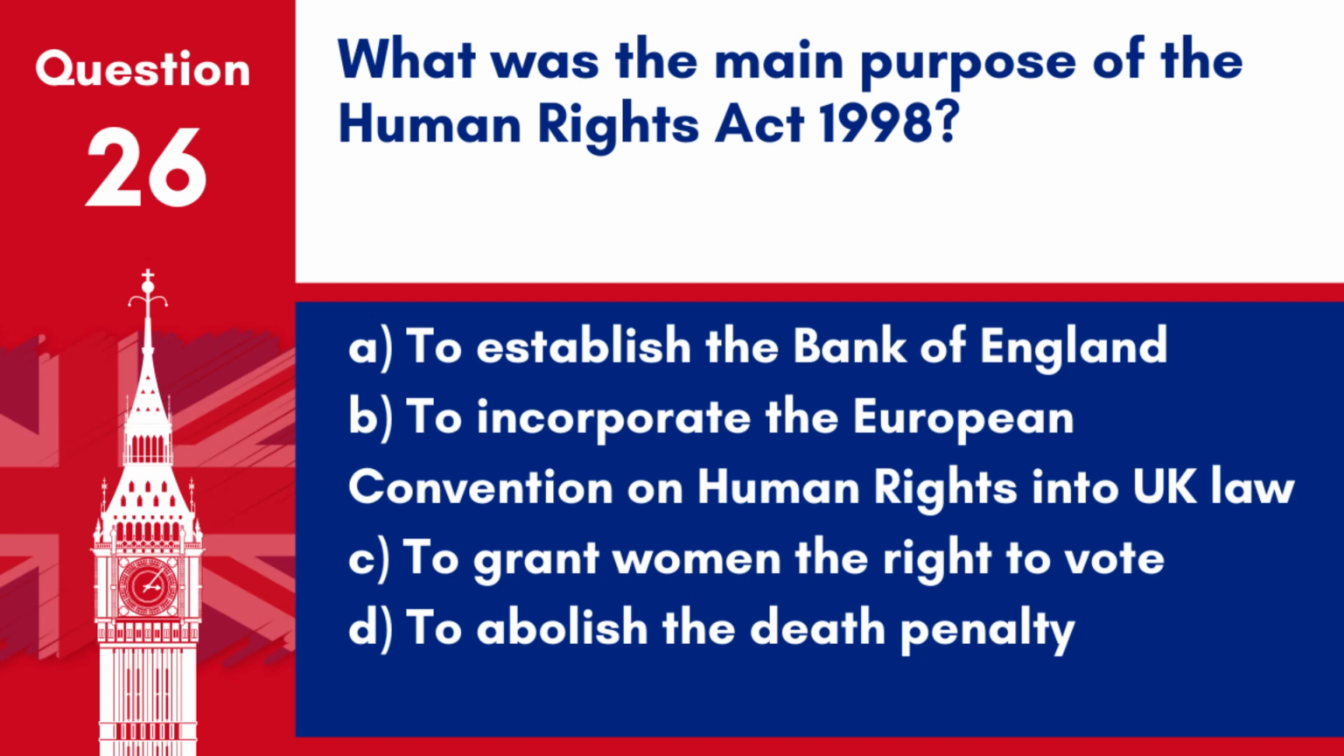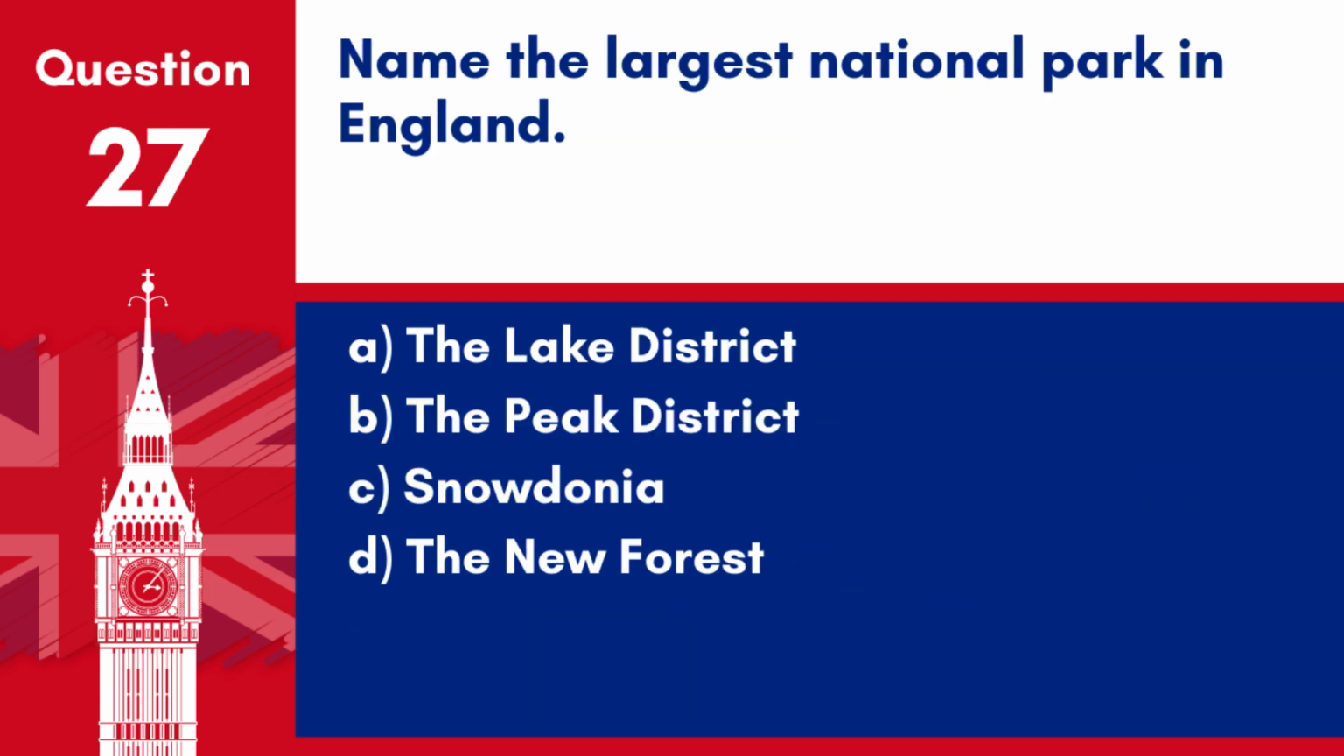Question 26. What was the main purpose of the Human Rights Act 1998? A. To establish the Bank of England. B. To incorporate the European Convention on Human Rights into UK law. C. To grant women the right to vote. D. To abolish the death penalty. Answer: B. To incorporate the European Convention on Human Rights into UK law. The Human Rights Act 1998 was designed to incorporate the rights contained in the European Convention on Human Rights into UK law.